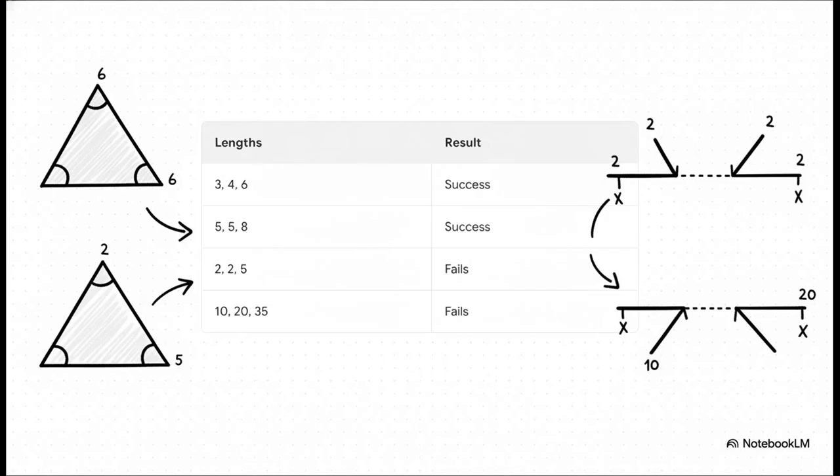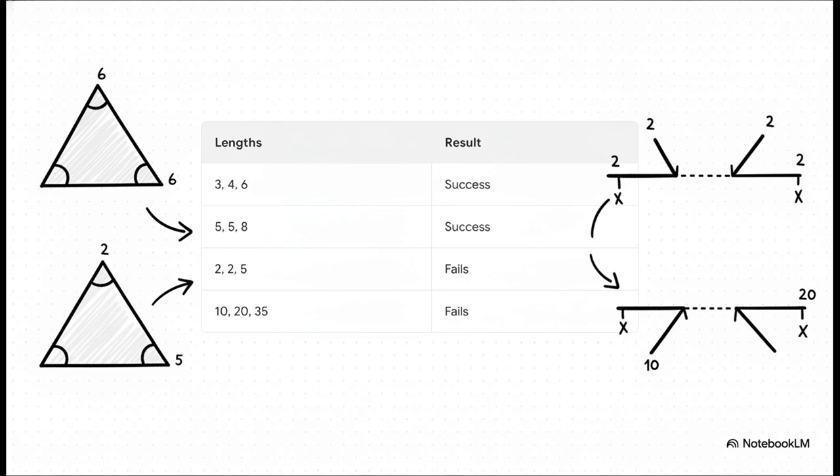And the data from our source text brilliantly illustrates the drama of construction here. Look at these lengths. Sets like 3, 4, and 6, or 5, 5, and 8. Total successes. They lock together perfectly. But look at those impossible fails. If you take lengths of 2, 2, and 5, what actually happens? Well, you lay down the 5-unit base, you attach the 2-unit sides to the ends, you fold them inward to meet, but 2 plus 2 is only 4.